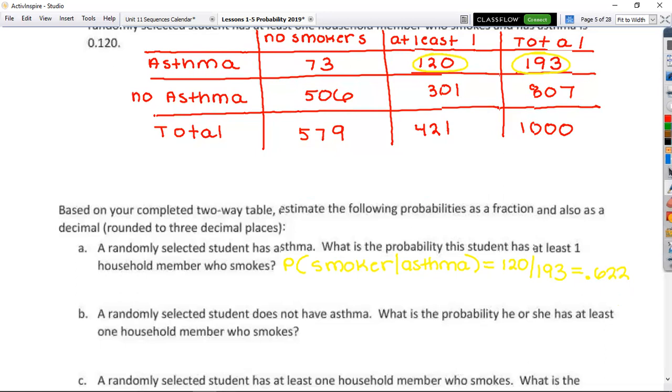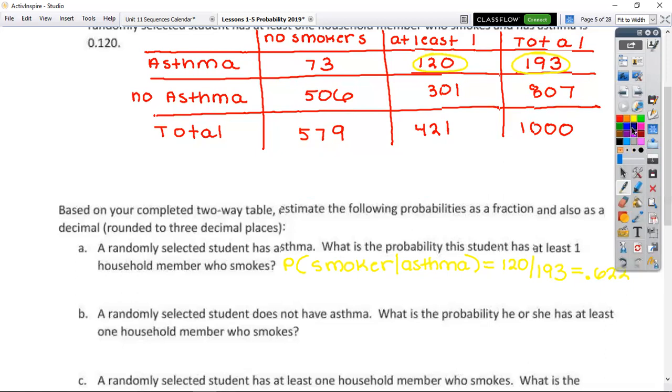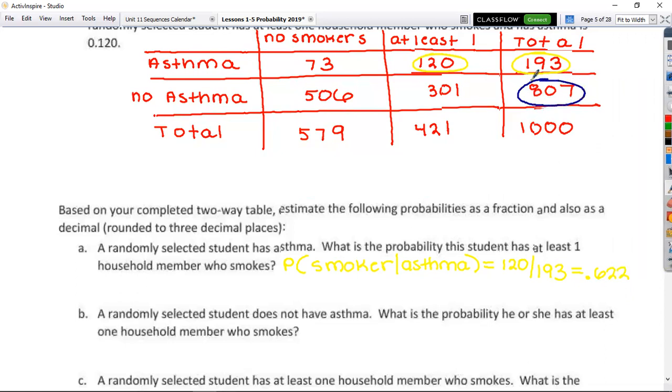Next, we are looking at, do this one in blue. A randomly selected student does not have asthma. What's my new total? 807. Sorry, it keeps messing up like that. What is the probability that he or she has at least one household member who smokes? So I'm going to use that number, 301.